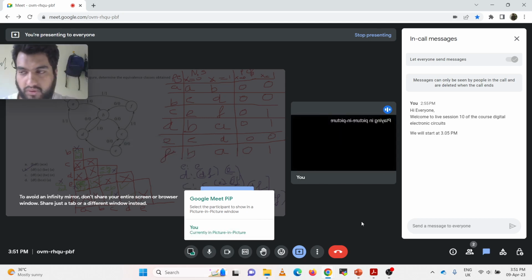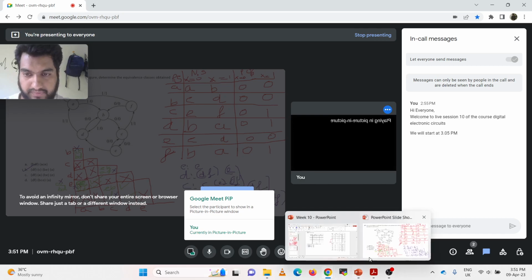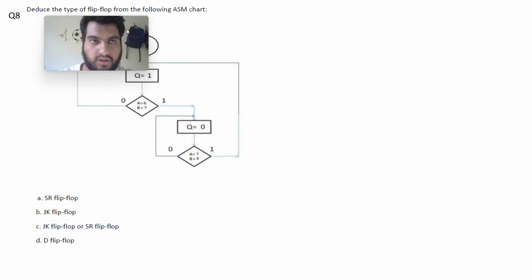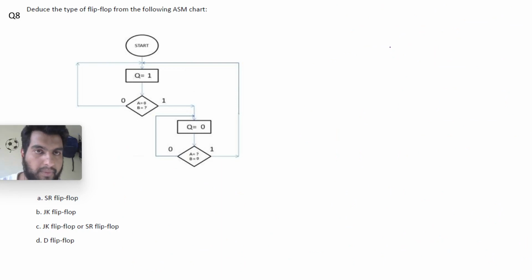Now let's move forward to question number 8 of today's live session. Deduce the type of flip-flop from the following ASM chart. Looking at it clearly, when I'm at input Q equal to 1, and I am getting A equal to 0, if my B is equal to 0, I'll just remain at 1. If my B is equal to 1, I'll go to Q equal to 0. So you can see that for 0 1 the output goes to 0, and for 0 0 it just remains as 0. From that you can deduce it's somewhat related to SR and JK flip-flop.